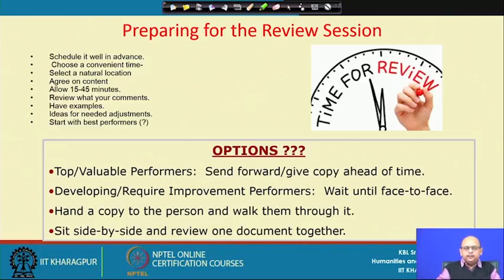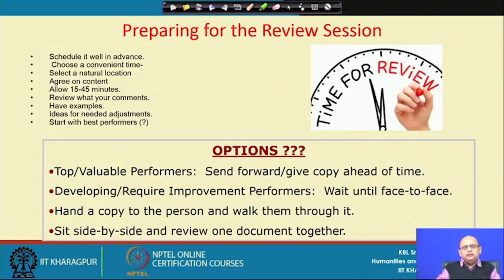there are certain things that you need to consider beforehand, like scheduling it well in advance. So, you need to communicate with the employees when this review is going to happen, right. Make sure that it is not too far after the appraisal; immediately after is better. Then, based on your convenience and the convenience of the employee, you are going to schedule it.